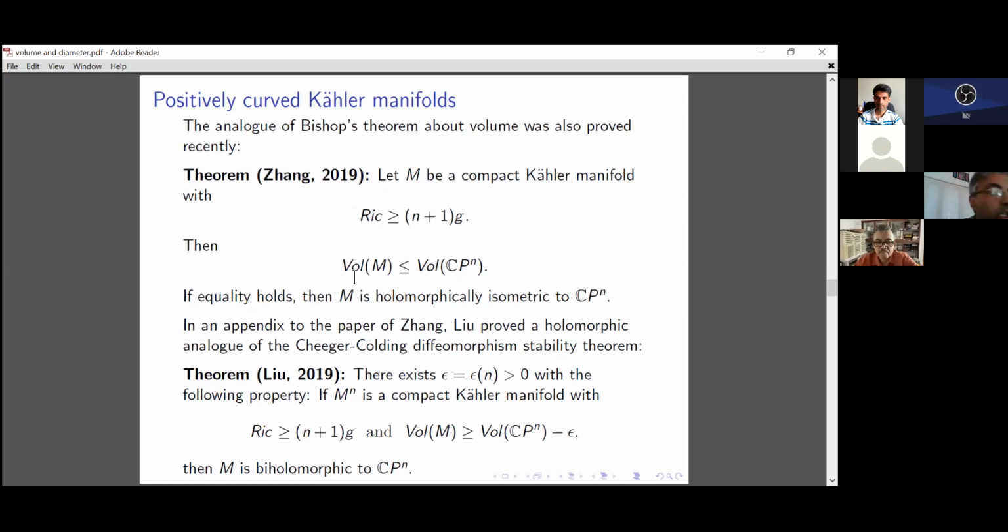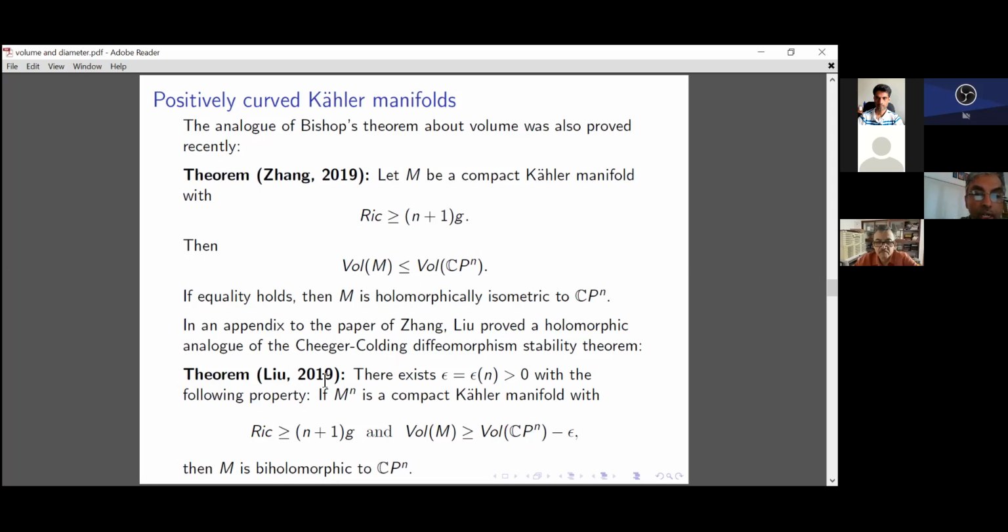Unfortunately, the proof involves quite a bit of algebraic geometry and some developments in the solution of the Kähler-Einstein problem and so on. It strays far from the traditional settings of differential geometry. But nevertheless, one has this.